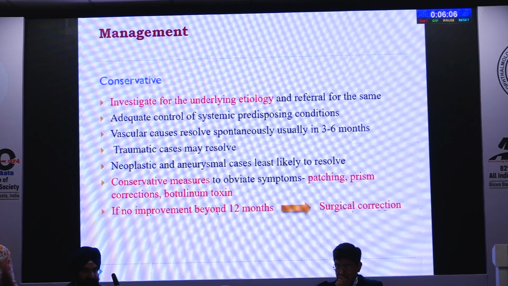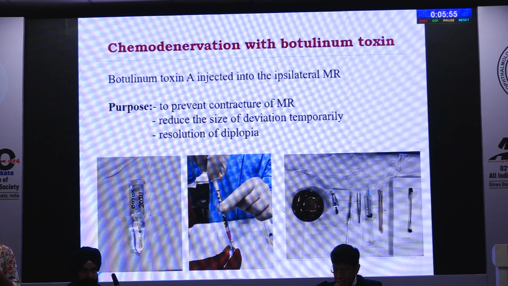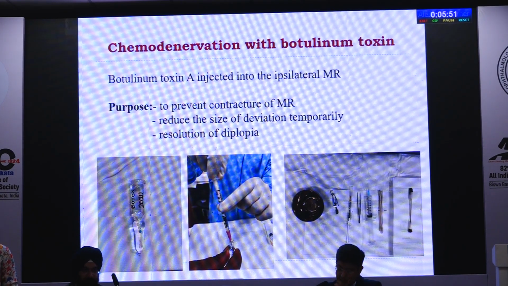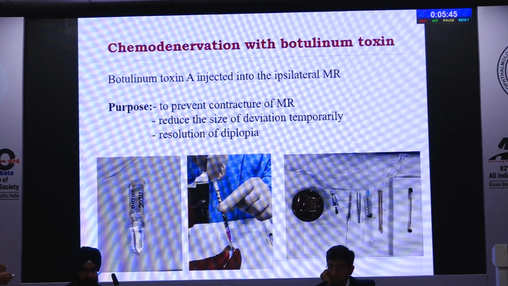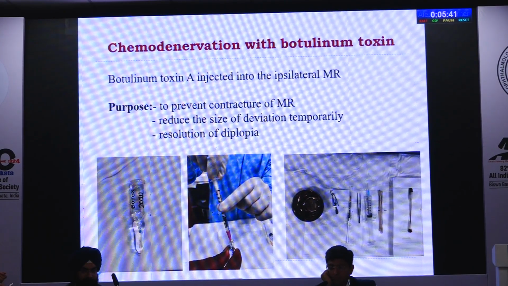Meanwhile, what you have to do is give conservative measures to alleviate the diplopia. So patching, prisms, and botulinum toxin. I guess acute sixth nerve palsy is an ideal indication where you give the botulinum toxin. This is the botulinum toxin that we use at our center. This is actually prepared at our center by the ocular pharmacology department. And we just load it in the tuberculin syringe and give it to the patient.